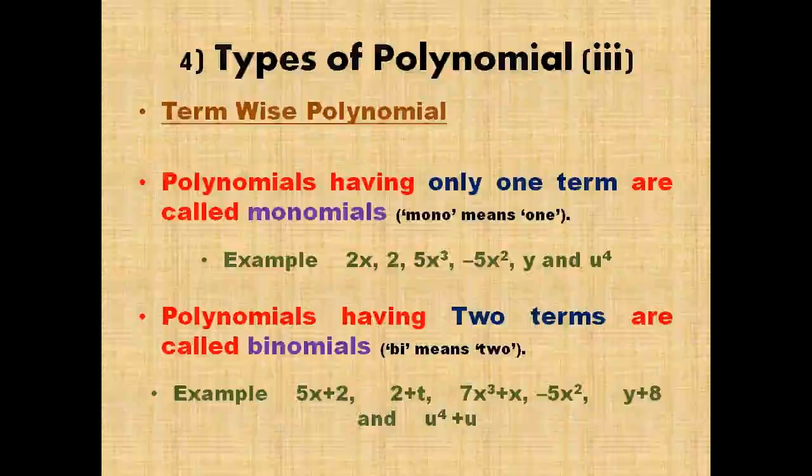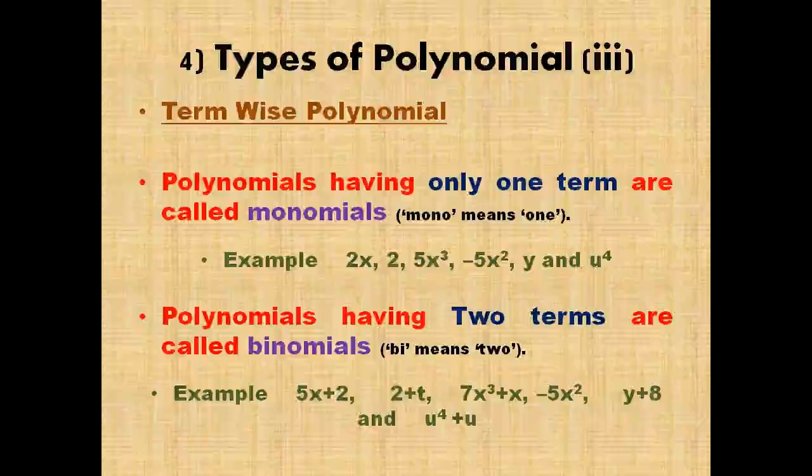We are studying monomial. In monomial, 6 examples are given. In the 4th example, minus 5x squared, what is the coefficient for x squared? Yes, minus 5. Okay. Next, if any polynomial has 2 terms, it's called a binomial.